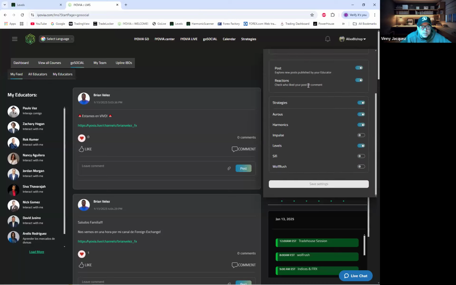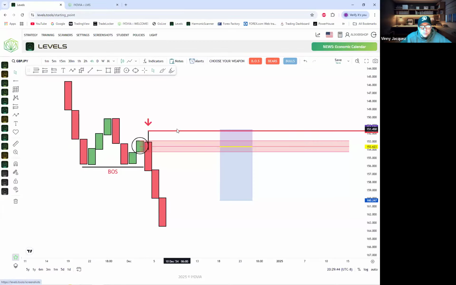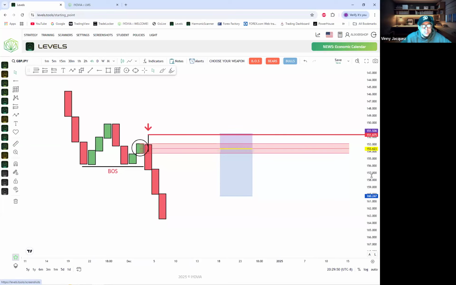You go to the Eovia, go to this alert, the bell thing, right? Make sure you have all this stuff that you need turned on, right? I have the posts and reactions for my Go Social, and I like to get Oris, harmonics, and levels alerts. And I use levels a lot, so I want my alerts to reach me, right? That's the whole point of the alert, is to notify me, right? So I hope that makes sense, guys. Actually, they just fixed that, so it's been active for at least a week or two now, which is lit.